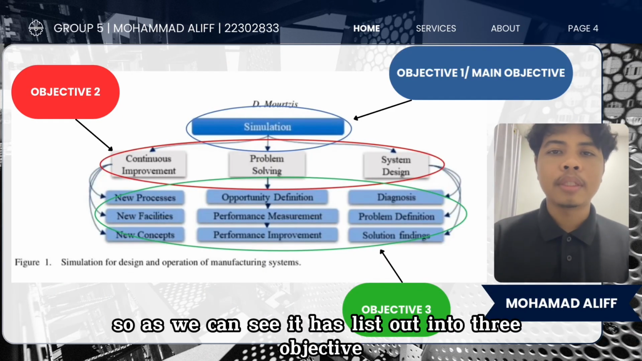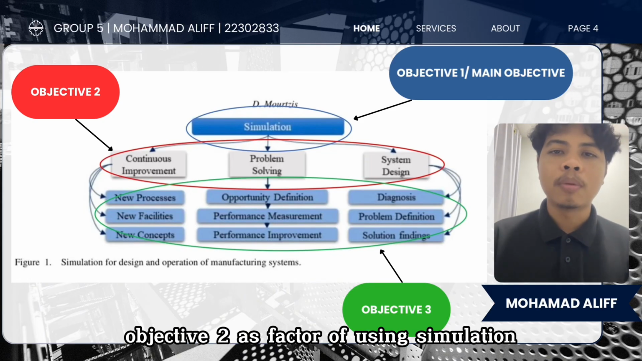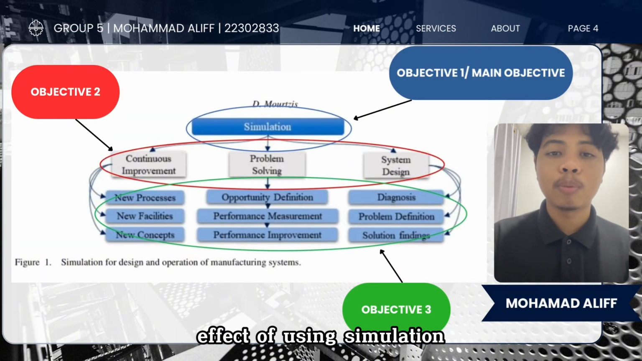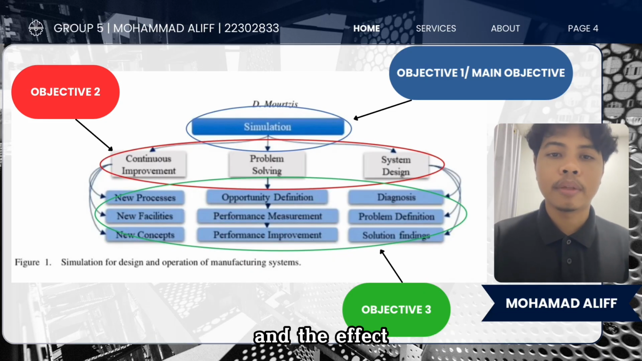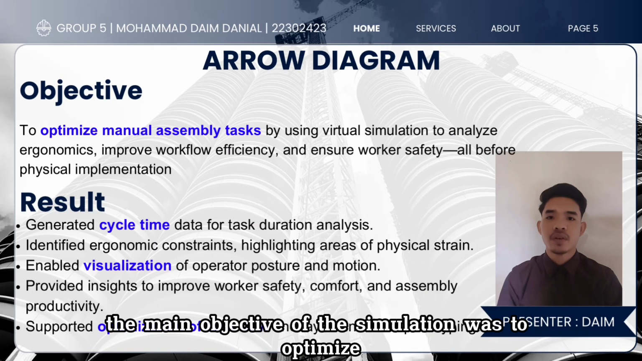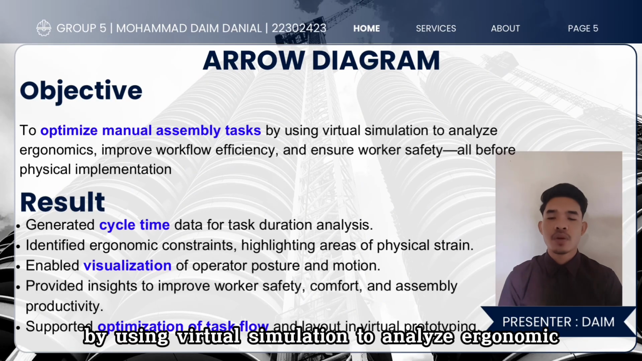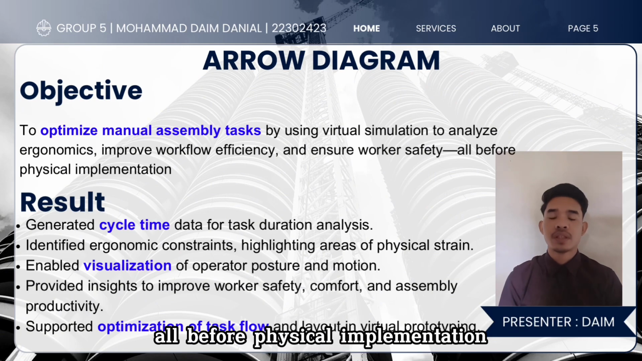So, as we can see, it has been listed into three objectives, which are simulation as the main objective, objective 2 as the factor of using simulation, and objective 3 as the causes and effects of using simulation. By using this tool, it helped the company to break down the goals and the effects. The main objective of the simulation was to optimize manual assembly tasks by using virtual simulation to analyze ergonomics, improve workflow efficiency, and ensure worker safety, all before physical implementation.